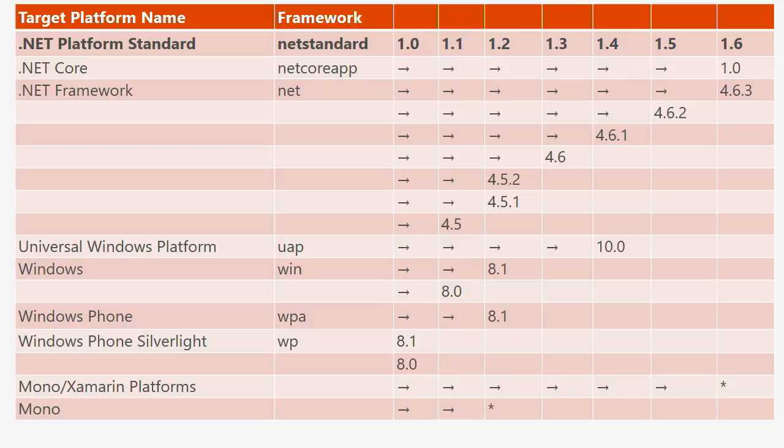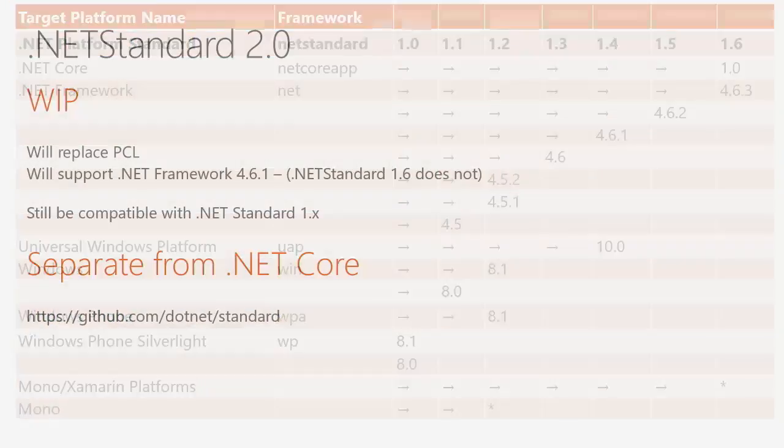So for instance, if your library targets .NET Standard 1.3, you can use it in .NET Core, .NET Framework 4.6, and subsequent UWP, Mono, and Xamarin, but not Windows Phone and such. Good news, they are all retrocompatible. So 1.6 is retrocompatible with 1.5, and so on.